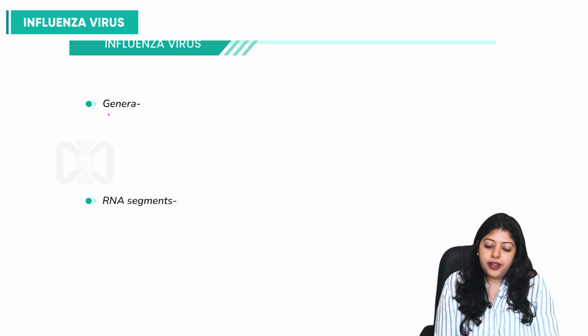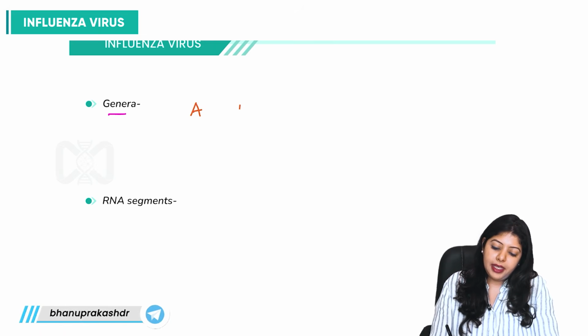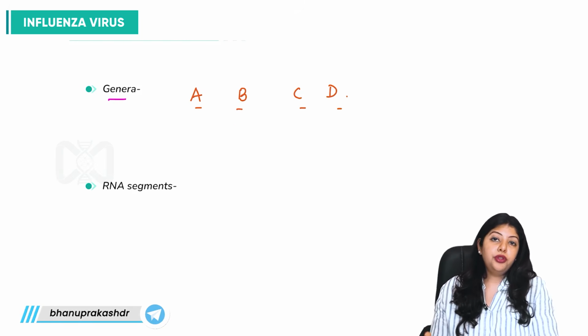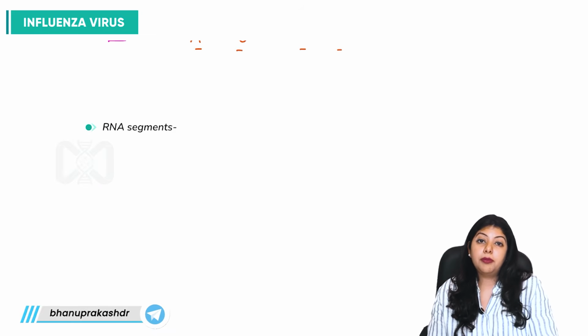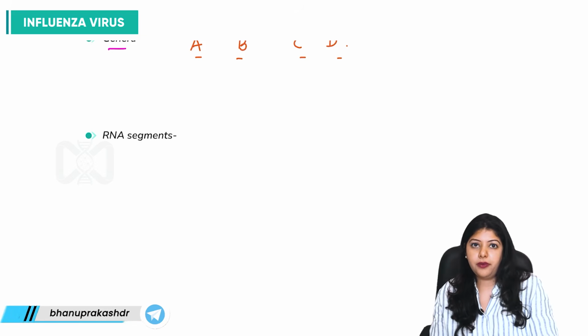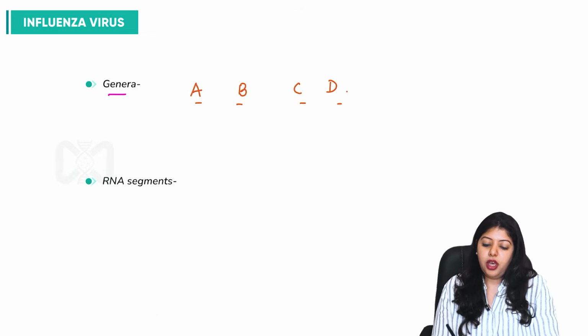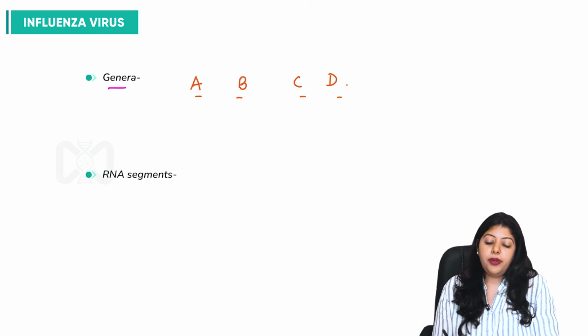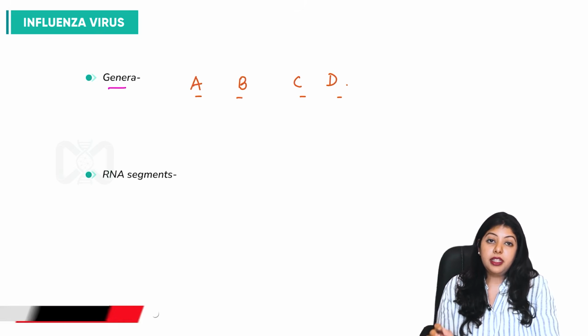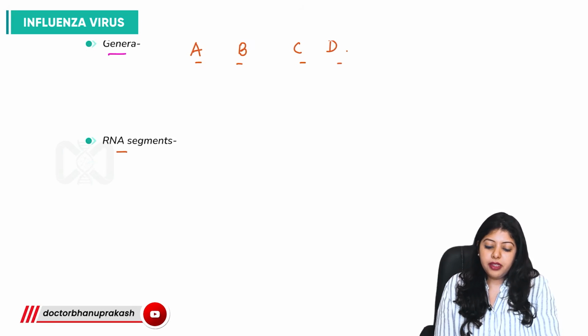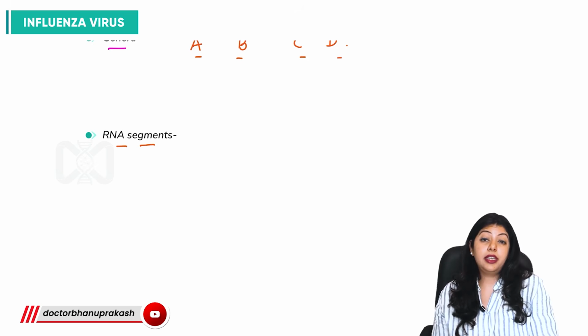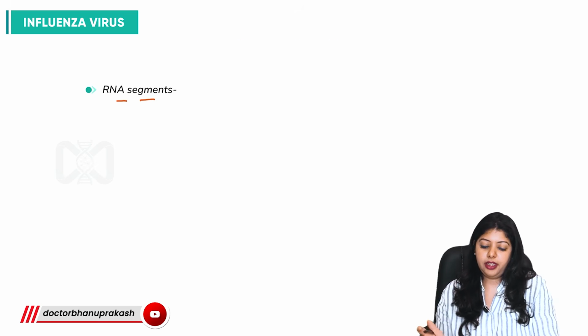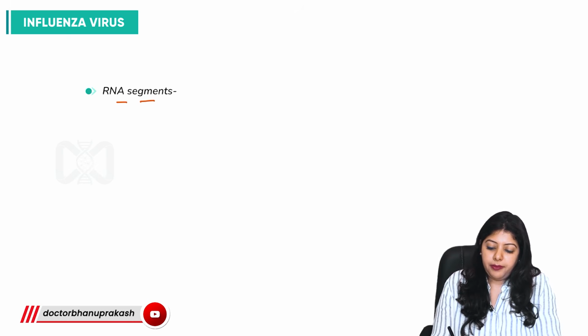Now, influenza virus is divided into 4 important genera, A, B, C, and D. And how do we describe the number of segments that influenza virus has? So we have already discussed that influenza has 4 genera, A, B, C, and D. So how many segments are present in A, B, C, and D? How do we differentiate?